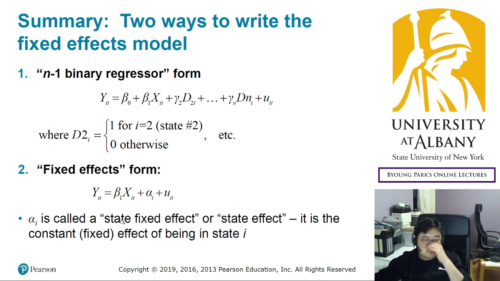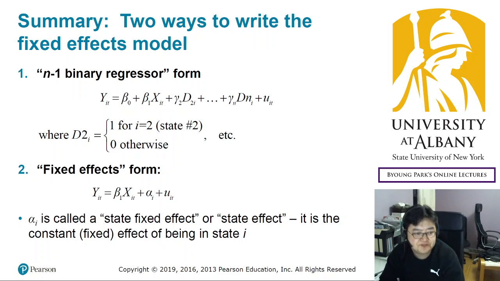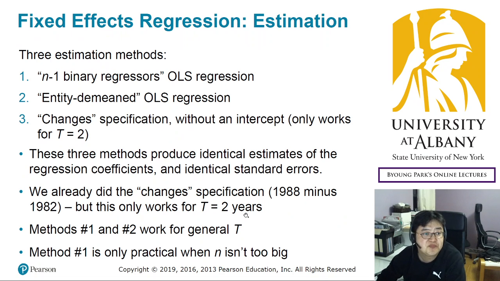In a certain state, there are state-specific time invariant characteristics. They determine the starting point, the initial point of traffic fatality. So that is the state fixed effect, state heterogeneity. Anyhow, it does not change over time, but is specific to the state. This is called the fixed effects model. The fixed effects model is written in this way. That's what we learned in the previous lecture.